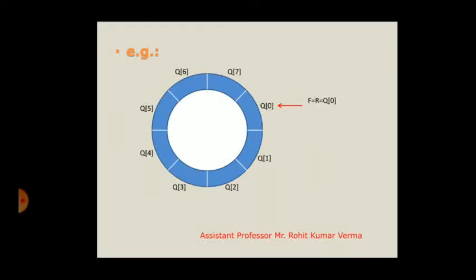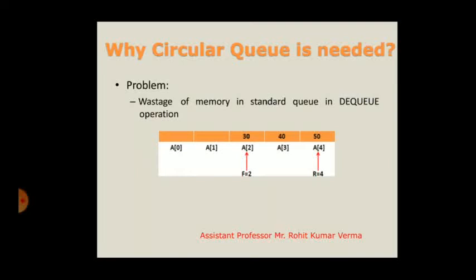What happened in a circular queue? The last position is connected to the first position in a circular fashion. That's why it forms a circle. Okay, so I think this is clear. So dear students, there is a question in your mind: sir, why are we using a circular queue?